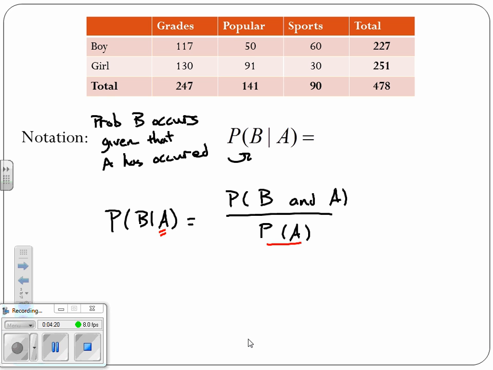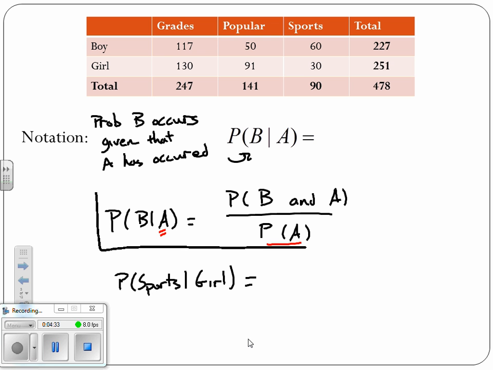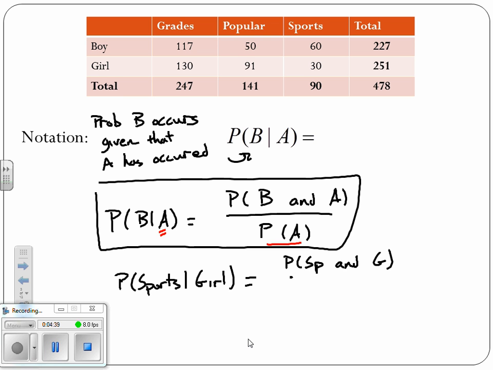What if we wanted to, from this table, figure out the probability that someone loves sports given that they were a girl? Let's just plug it into the formula above and make it work. So this would be the probability of sports and girl over the probability of girl, and again, girl is second, so girl will come there. Find the numbers above.